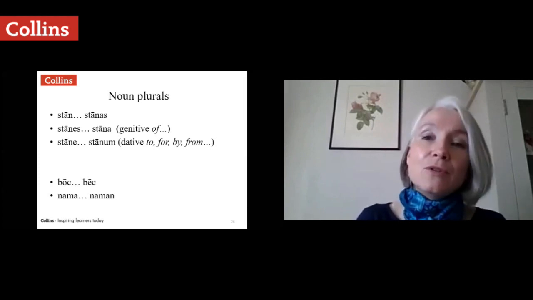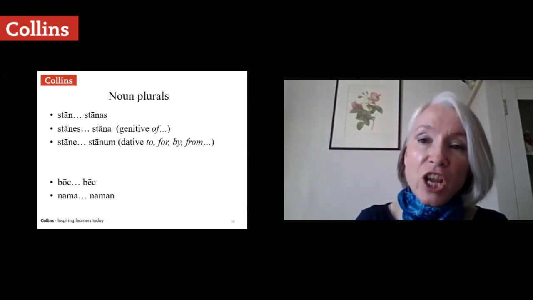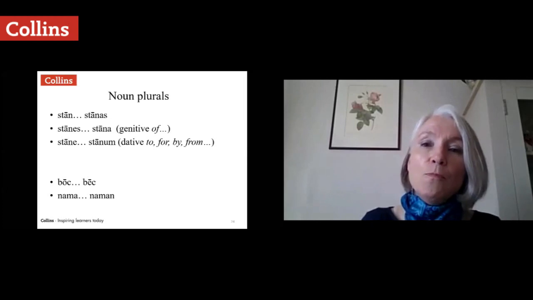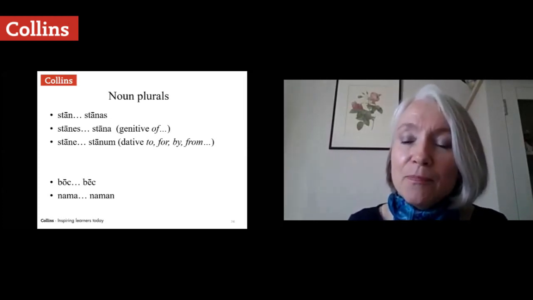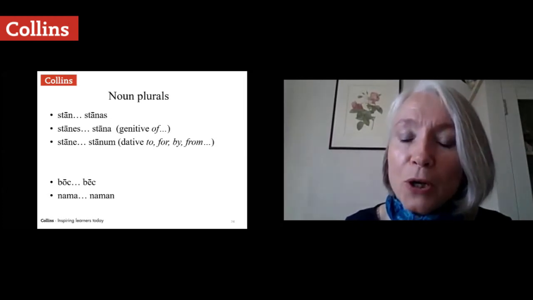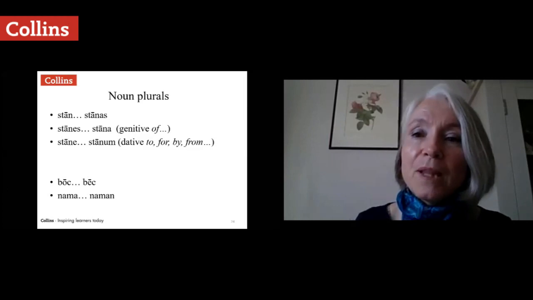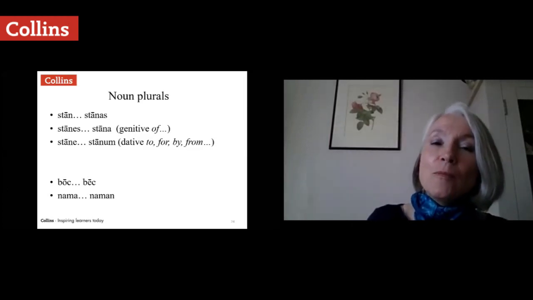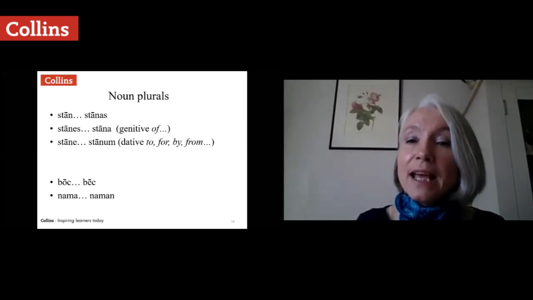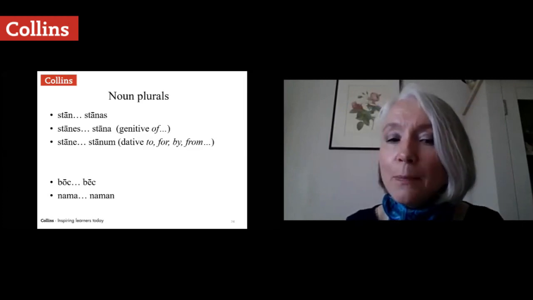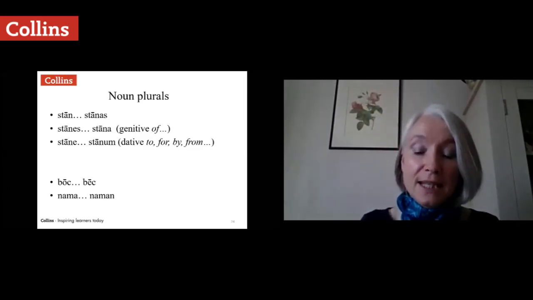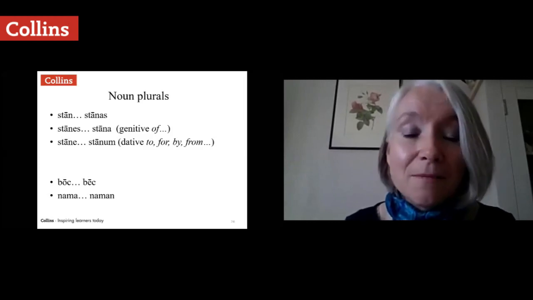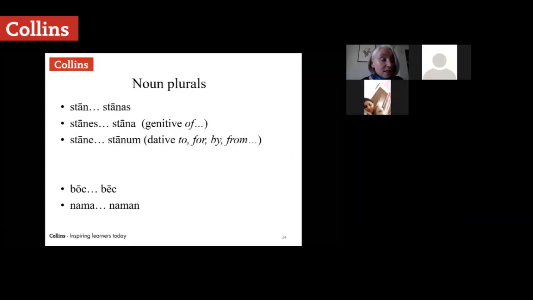But some nouns form their plural by changing the vowel. So boke had the plural bake. Does anybody know what boke is in present day English? And nama forms its plural by adding an N on the end, naman. Anybody know what nama is in present day English? They're both common words. Have we got any answers? Any suggestions? I'm waiting for the answers.